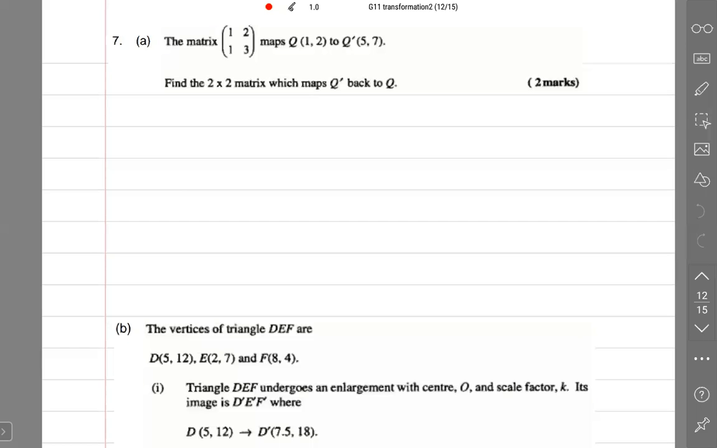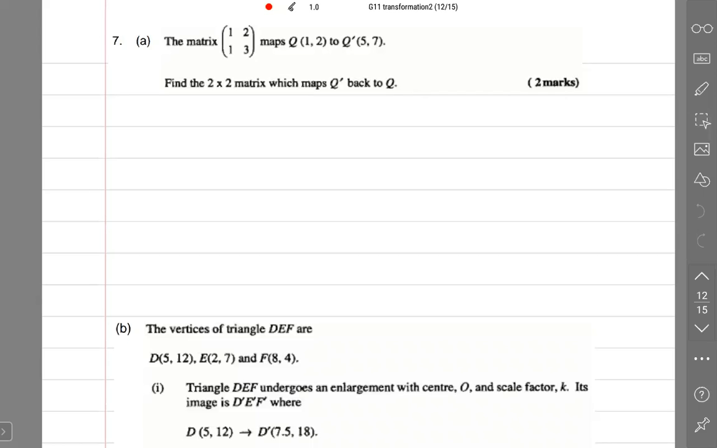All right, so this is question number 7. It's a fairly lengthy question. A says the matrix [1, 2; 1, 3] maps Q, which is (1, 2), to Q prime, which is (5, 7). Find the 2 by 2 matrix that maps Q prime back to Q.